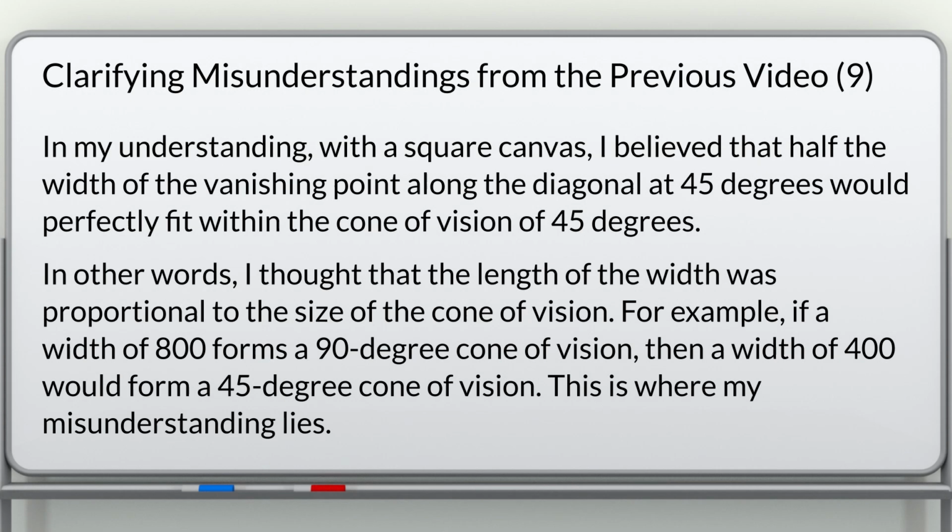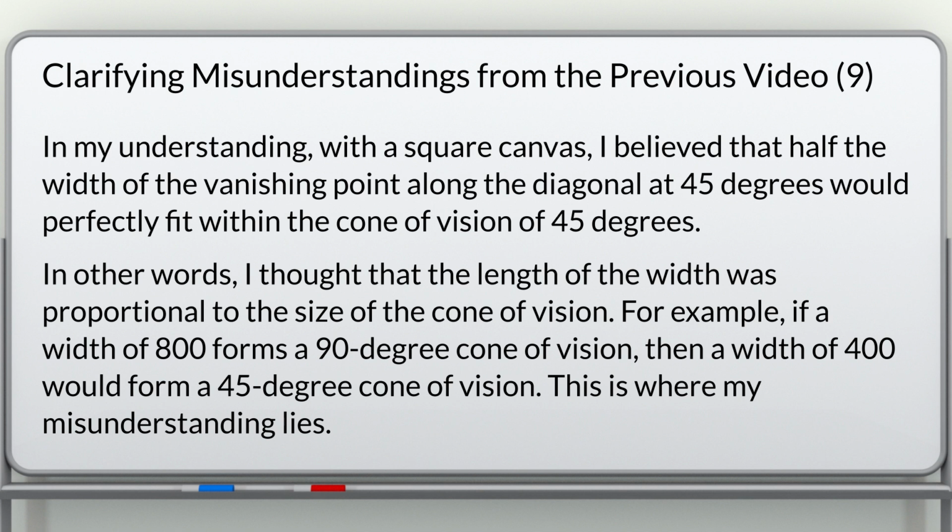In my understanding, with a square canvas, I believed that half the width of the vanishing point along the diagonal at 45 degrees would perfectly fit within the cone of vision of 45 degrees. In other words, I thought that the length of the width was proportional to the size of the cone of vision.